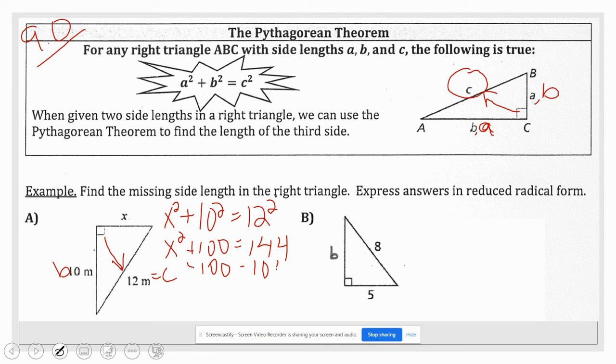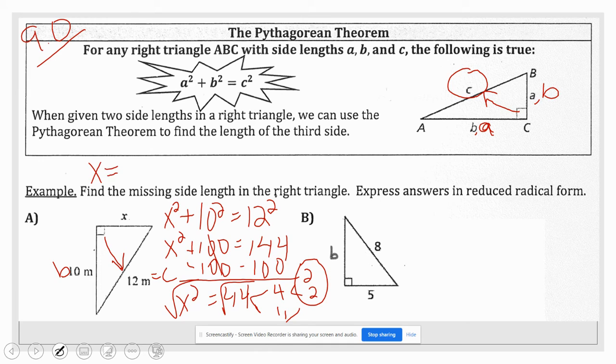Subtract 100. X squared is 44. Take the square root on both sides. 44 is not a perfect square, so I'm going to break 44 down: 4 times 11, 2 times 2. There's my pair. Remember, the pairs go on the outside of the radical, and the 11 is going to stay home inside the radical. So X is equal to 2 times the square root of 11. And that's going to be the answer for that side.